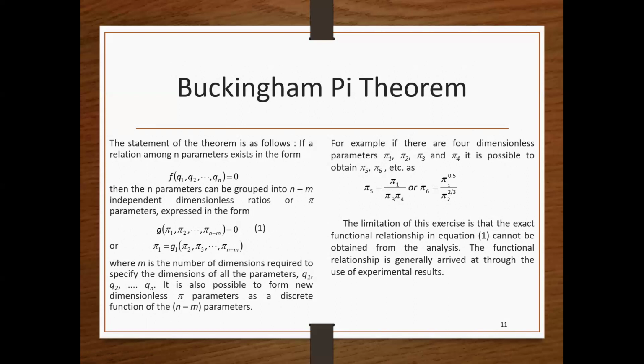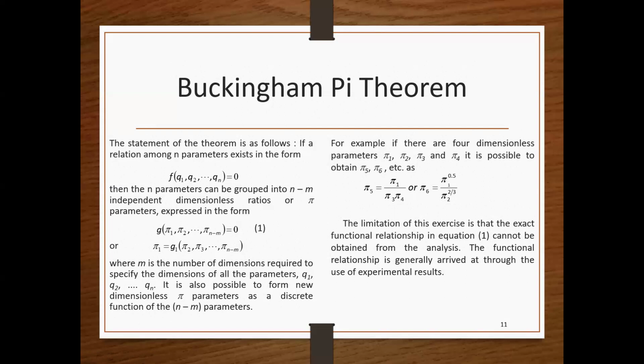Later nga, later. So it is also possible to form new dimensionless pi parameters as a function of the n minus m parameters. For example, if there are four dimensionless parameters pi 1, pi 2, pi 3, and pi 4, it is also possible to obtain pi 5, pi 6, etc., as pi 5 is equal to pi 1 over pi 3 over pi 4, kasi dimensionless nga siya, or pi 6 is equal to pi 1 to the 0.5 or pi 2 to the 0.23.